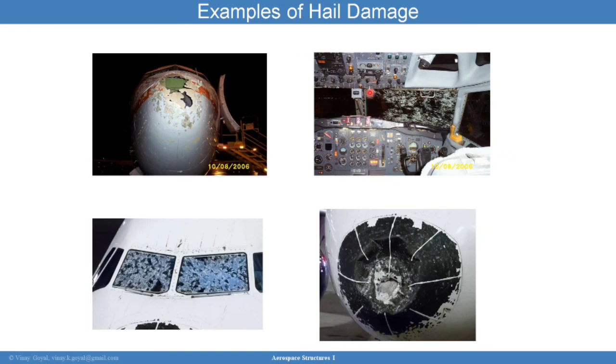And again, here are more pictures. Here's a windshield, and in this case, the sandwich structure where the radar is located at the nose. And here's another example, and then here's another example.